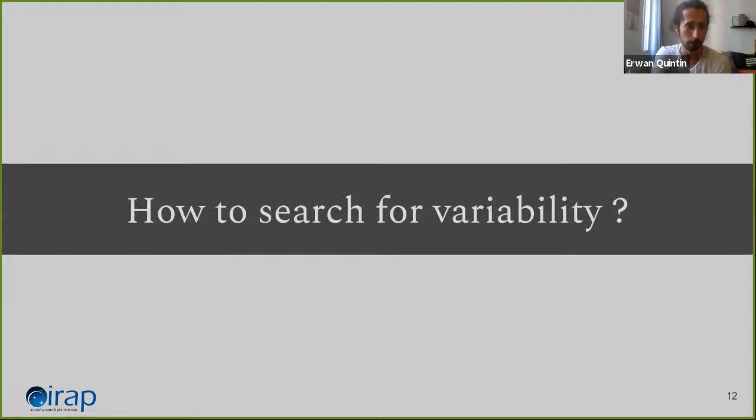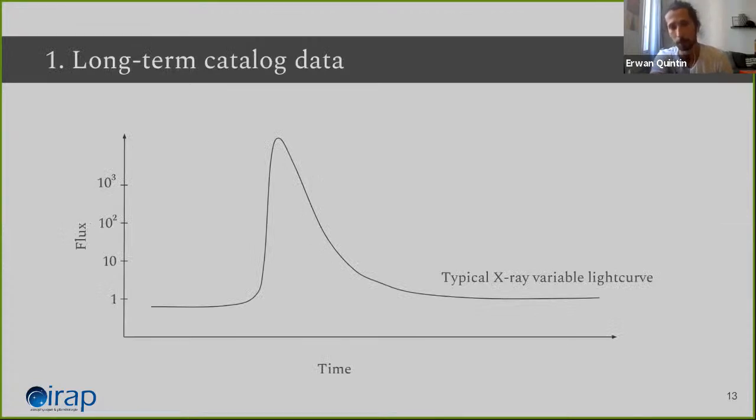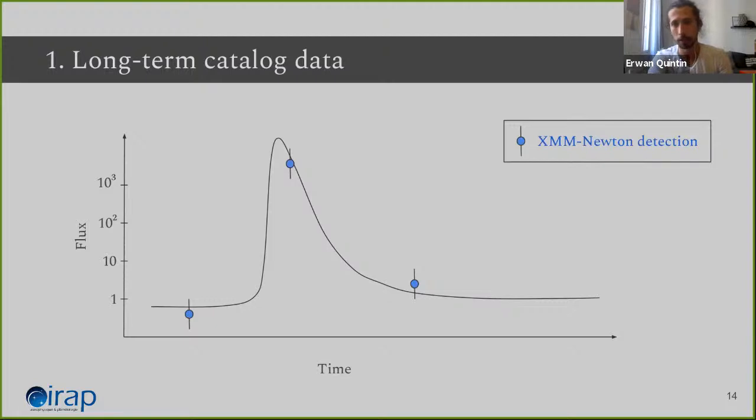So let's go into more detail about how to search for variability. Once again, the typical light curve of an X-ray variable object. In the case where we're extremely lucky, we get 3 data points, 1 at the peak, 2 in the quiescent state. Then we can conclude that there has been variability.